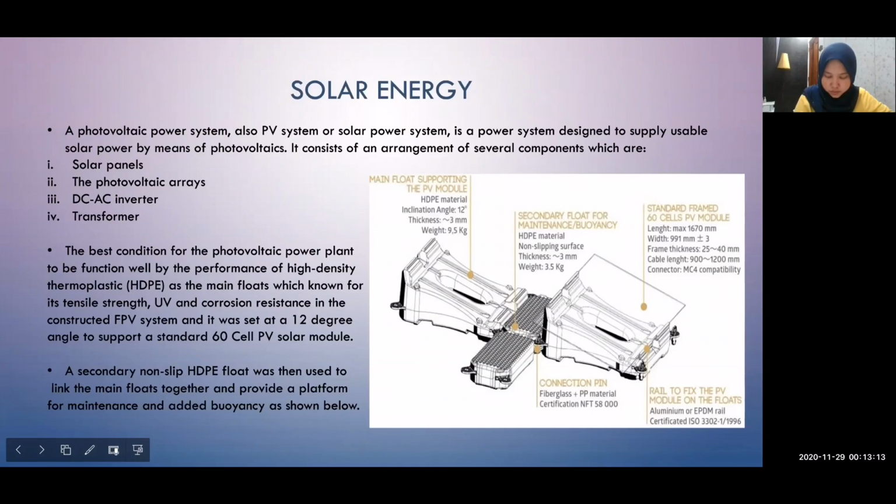Next. For the solar energy, a photovoltaic power system, also PV system, is a power system designed to supply usable solar power by means of photovoltaics. It consists of an arrangement of several components, which are solar panels, photovoltaic arrays, DC-AC inverter, and transformer.